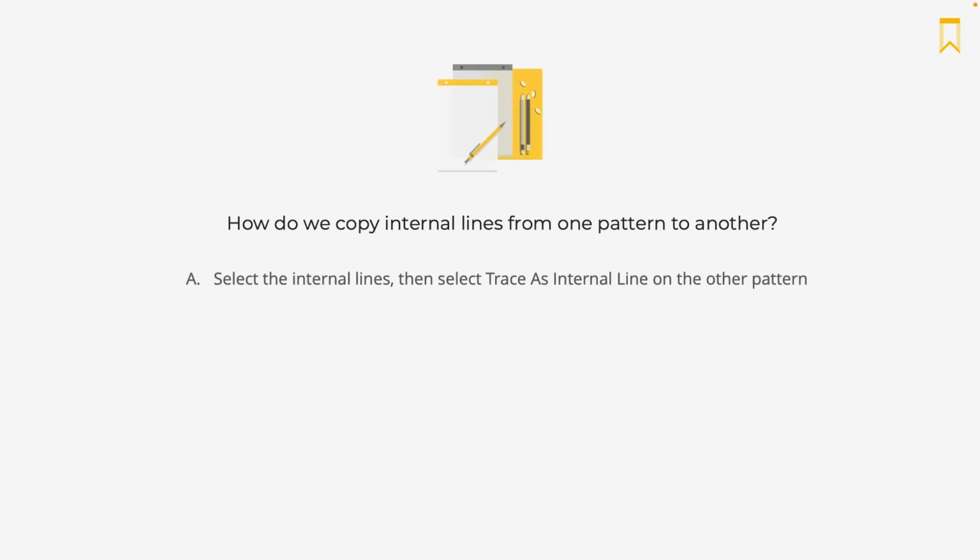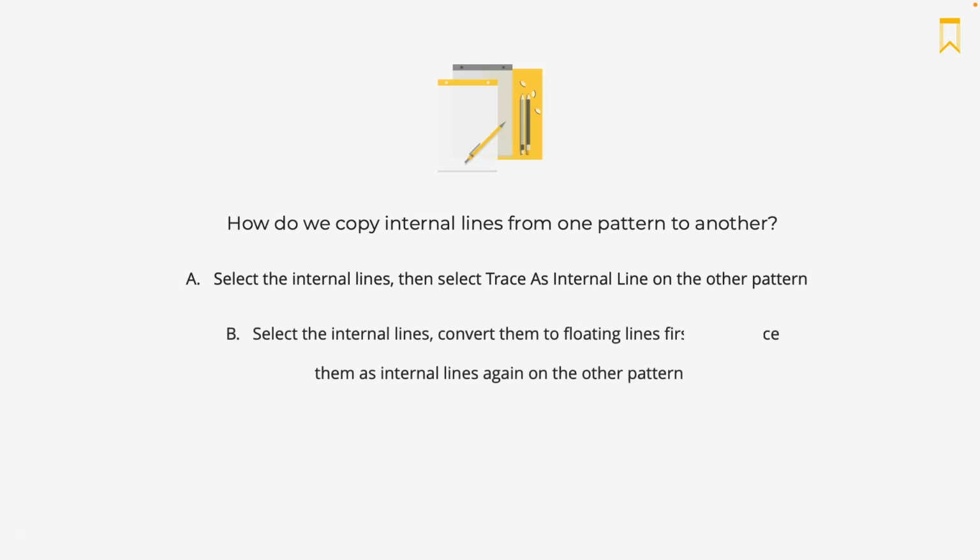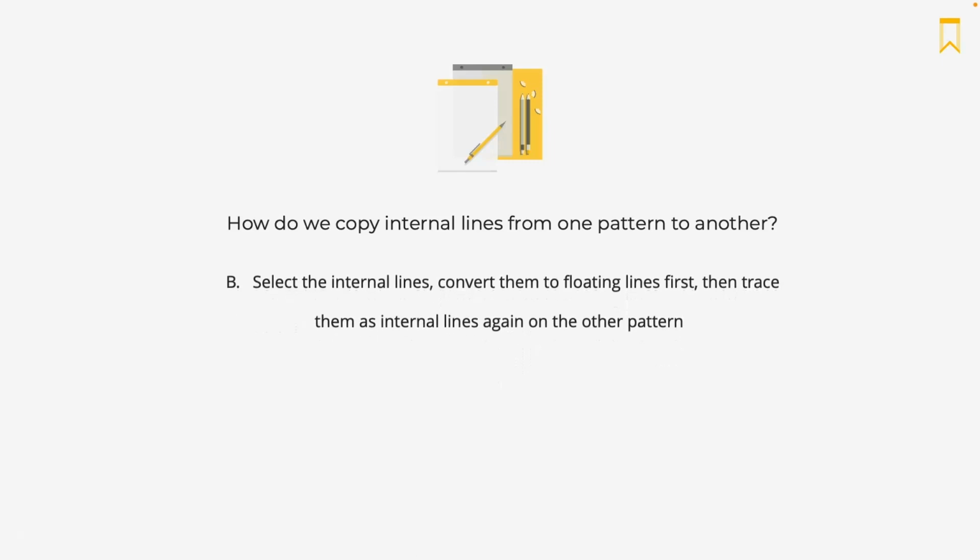We need to trace the internal lines for the pocket from the front bodice to the side bodice. Let's recall how to do this. Do we A, select the internal lines, then select Trace as Internal Line on the context view, or B, select the internal lines, convert them to floating lines first, then trace them as internal lines again? The correct answer is B.